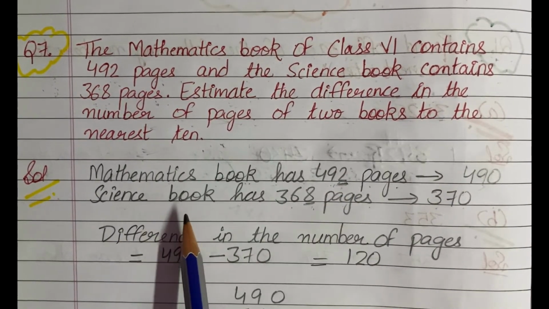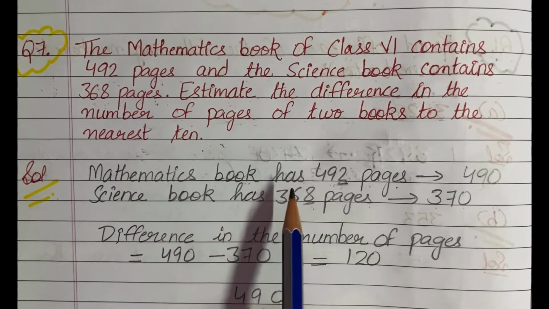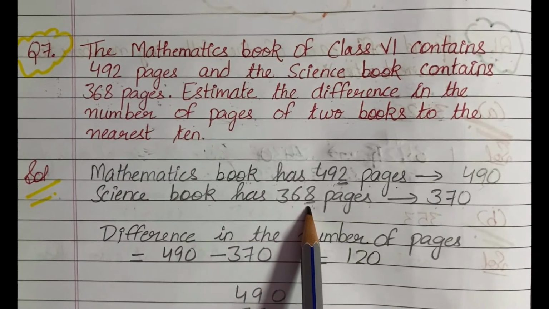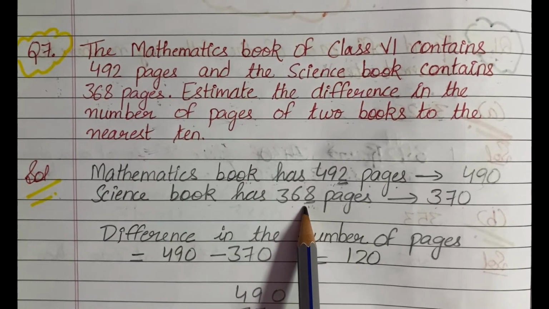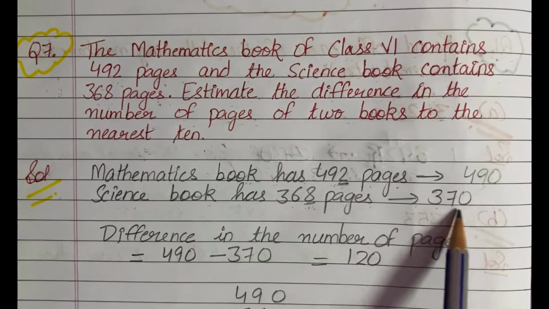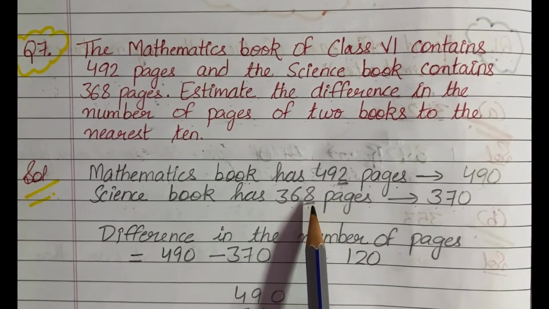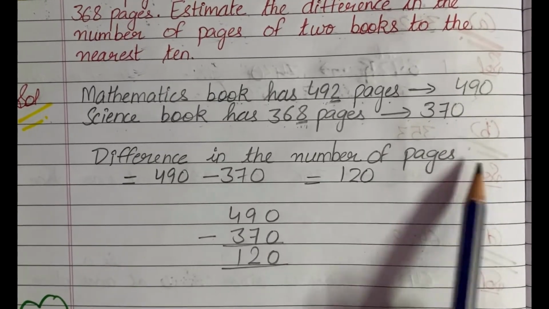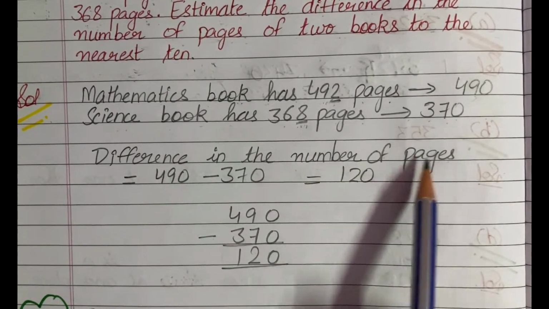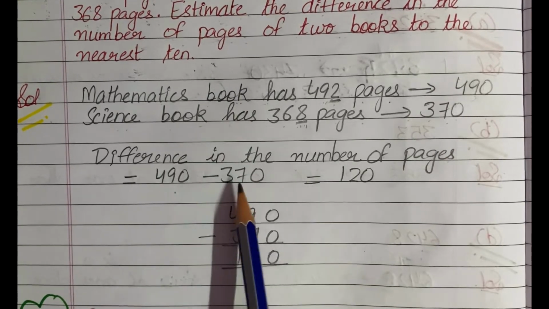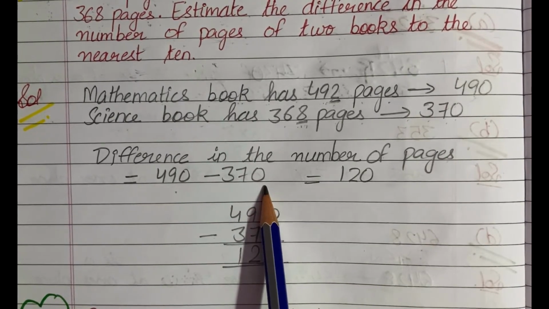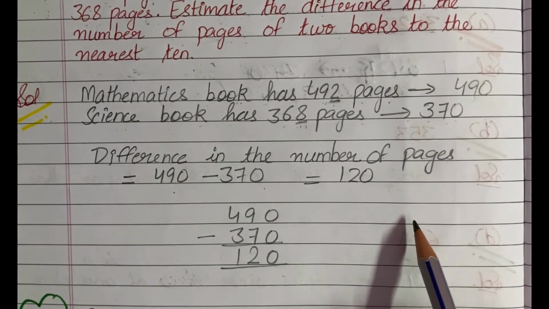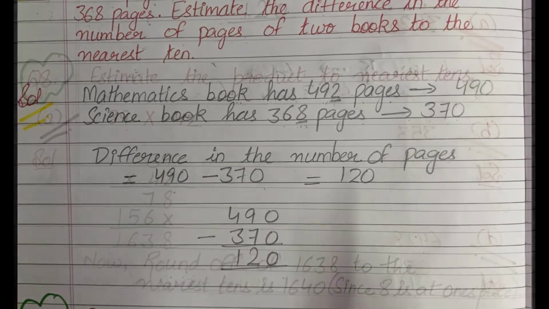Now we will round off the number of pages in the science book to the nearest tens and the number of pages in science book is 368 and the round off of this 368 is 370 since 8 is at ones place. After this we will find the difference in the number of pages and difference in the number of pages will be given by 490 minus 370. Now on subtracting we will get 120 as an answer. Hopefully it is clear to you.